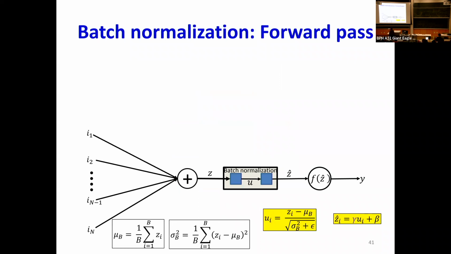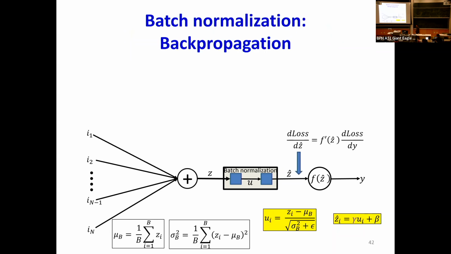Here was my formula again. I had my mean, which was the average of all the z's. The variance was the variance of all the z's. The u was computed by subtracting the mean and dividing by the standard deviation. And then the z hat was computed by multiplying that u by a gamma and adding a beta. So when I'm performing backpropagation, the derivatives would have come here. They would have gone past the activation. And then you're going to get the derivative with respect to z hat, right? So from the derivative with respect to z hat, now I want to compute the derivative with respect to u.